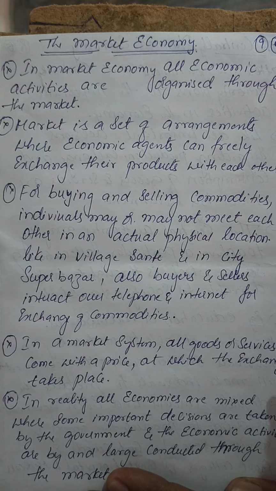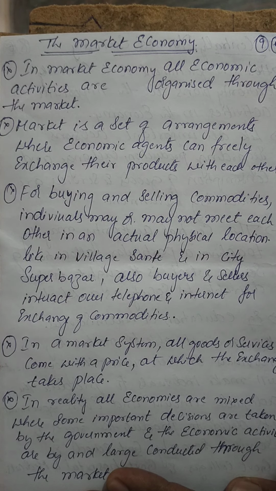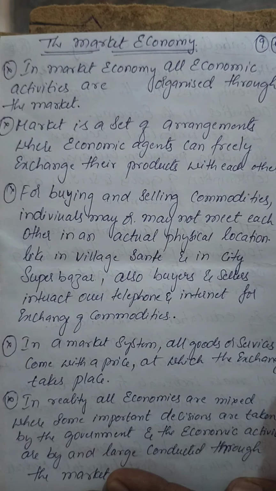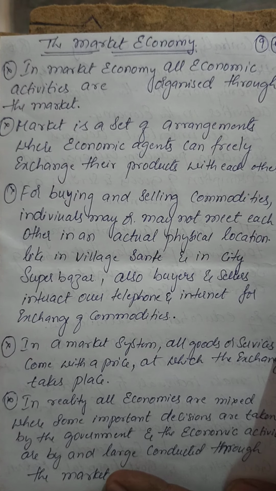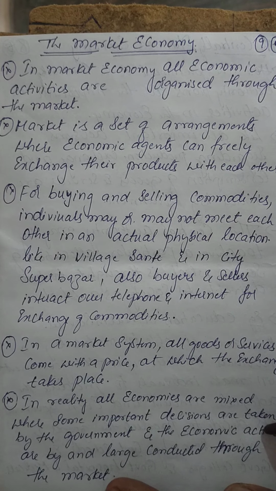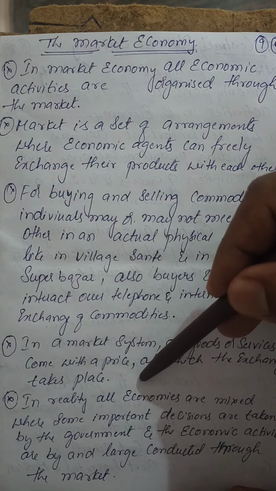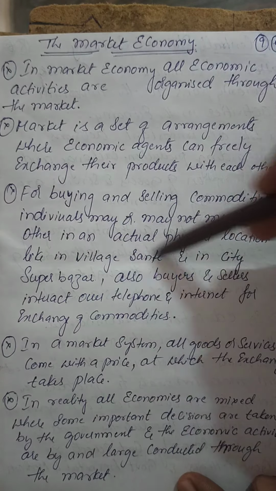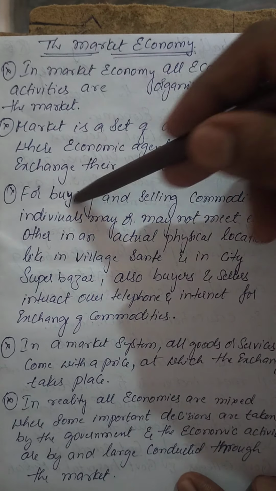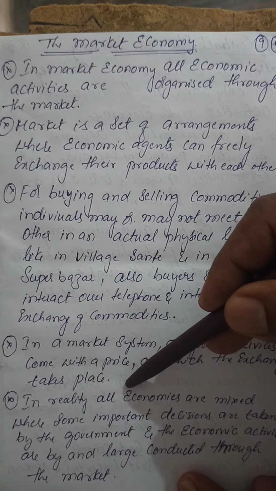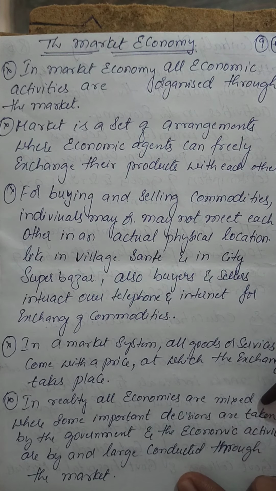Where the exchanges take place, people are ready to pay the price fixed for the product, and they are ready to exchange money for the product to take it to their house. Okay, so this point is very clear. Coming to the last point: in reality all economies, with buying, selling and exchanging of products, are mixed, isn't it?